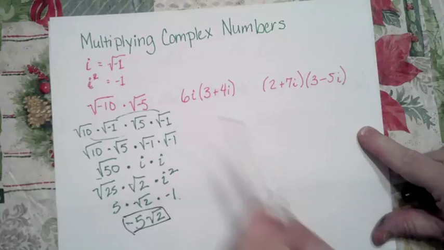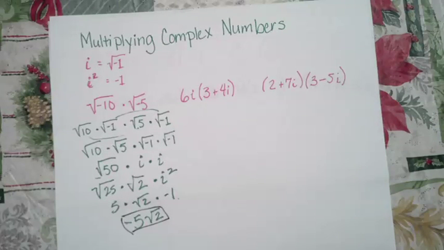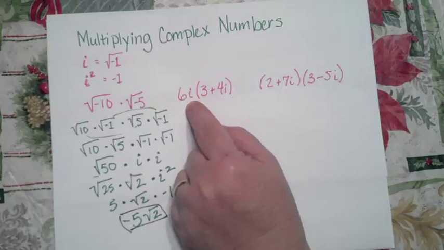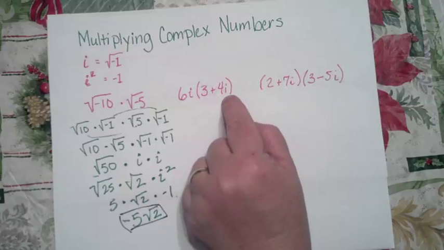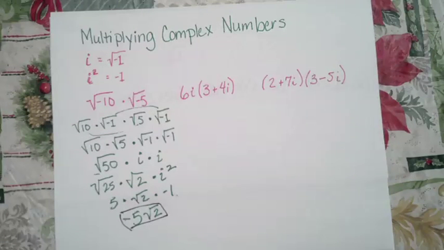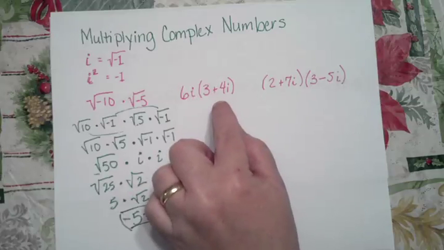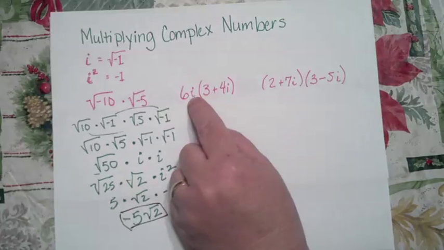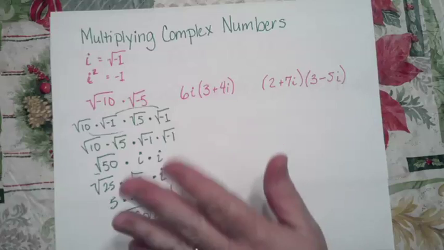All right, let's look at the next one. The next one is already in the form of i, as I have 6i, which is an imaginary number, times 3 plus 4i, which is a complex number. Now this one works just like normal multiplying, where we use the distributive property. I'm good to go, because I've put this as an imaginary number.